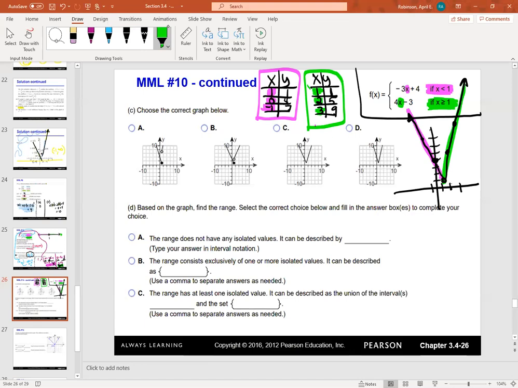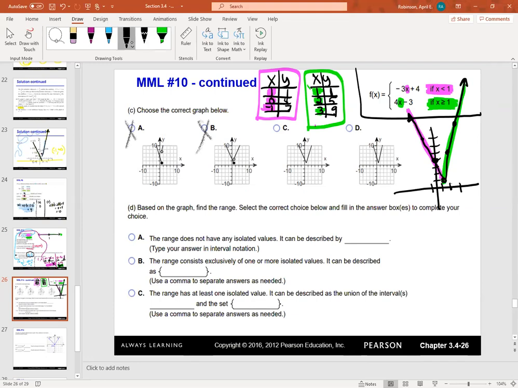So I can automatically eliminate A and B because they have big old gaps between the two lines. These two lines connect at 1-1. Now C and D look pretty darn close. You're probably going to have to click on the little magnifying glass to get a really good look at this. But I also want you to notice that they're labeled 10 by 10 grids.